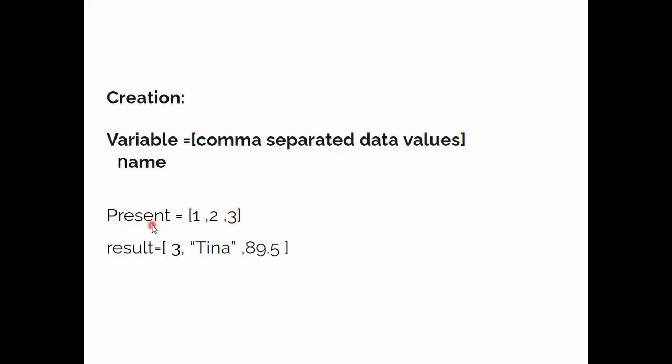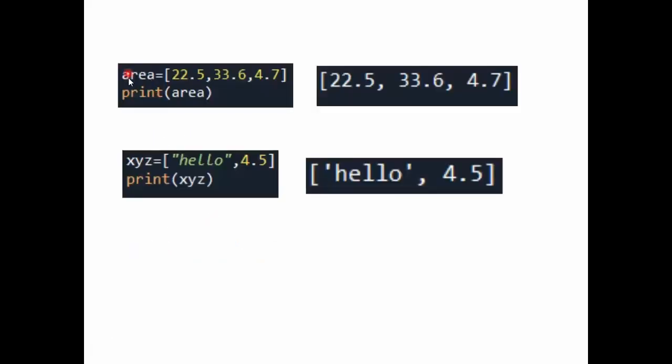Okay, so here the variable name given is present. Present is the name which will denote a list. So present is the list containing the elements 1, 2 and 3, all separated by commas. The second list that is created is result. Result is a list containing the elements 3, Tina and 89.5, and again they are enclosed in square brackets. Here also a list area is created which will contain areas of different shapes.